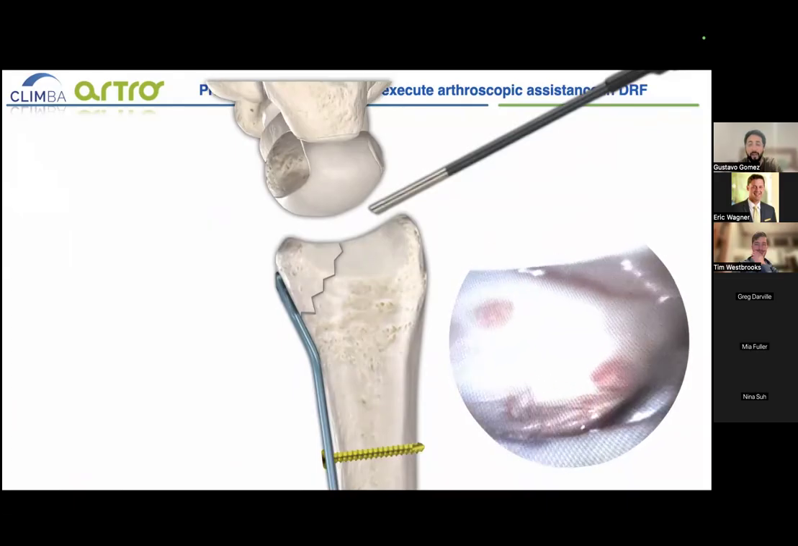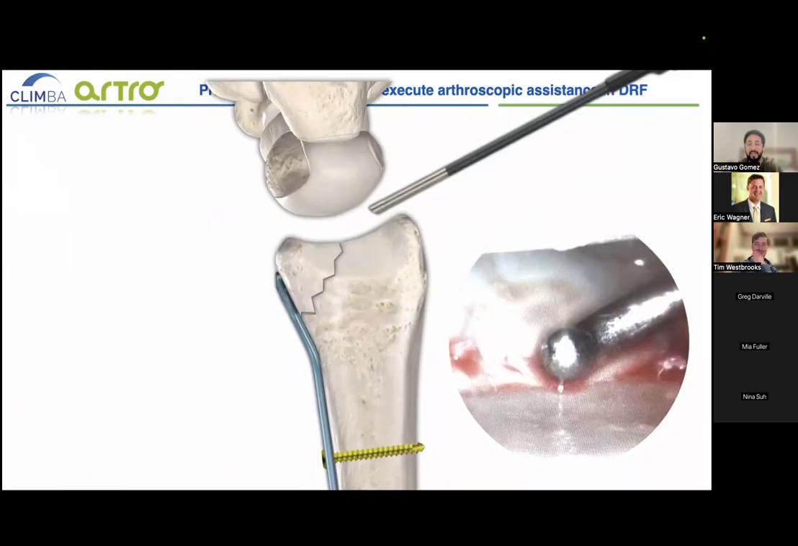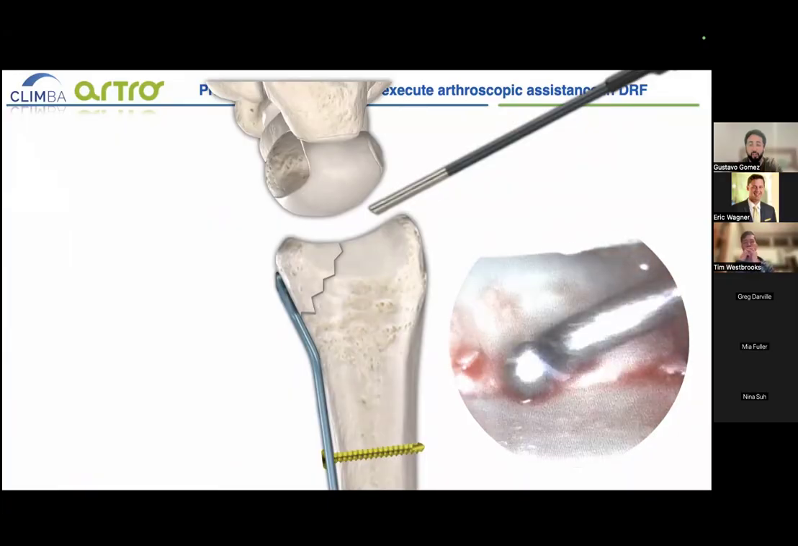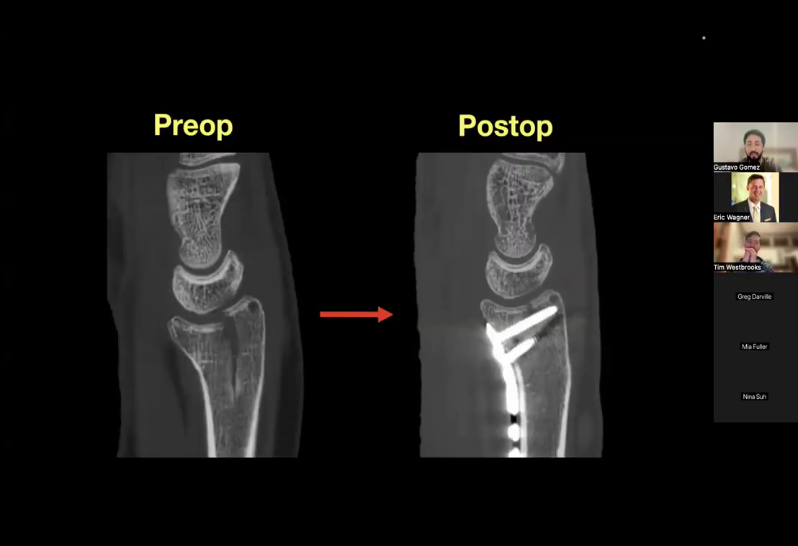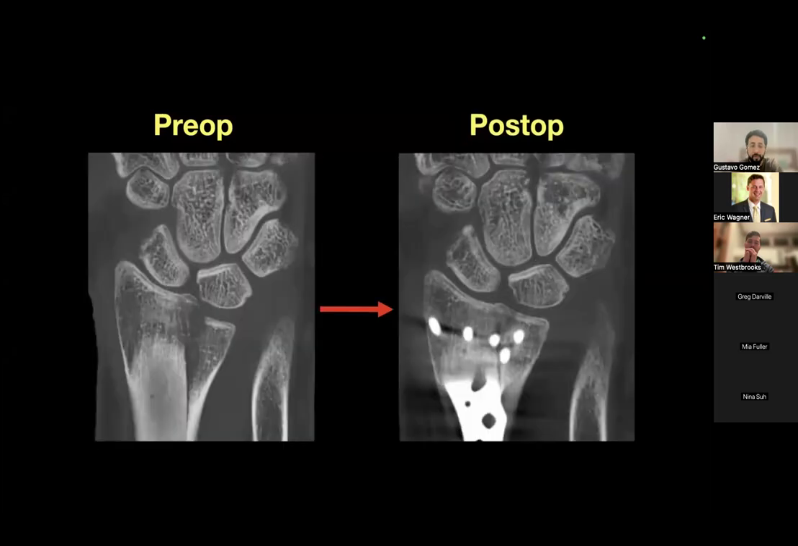We check the stability of the fragment, and then we fix the distal screw, as you can see here. With these nice results in sagittal view and coronal view, you can see how we can restore the shape of the articular joint, of the articular surface.